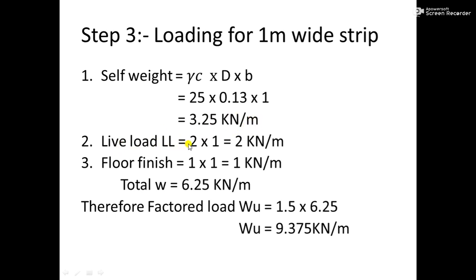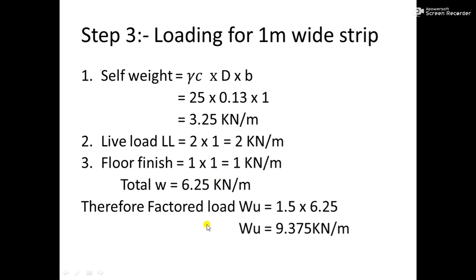Live load 2 into 1: 2 kilonewton per meter square, as given in the problem, into 1 meter, the width of the slab, that is 2 kilonewton per meter. Floor finish is given as 1 kilonewton per meter square into 1 meter width, that is 1 kilonewton per meter. So total load acting on the cantilever is 3.25 plus 2 plus 1, that is 6.25 kilonewton per meter.